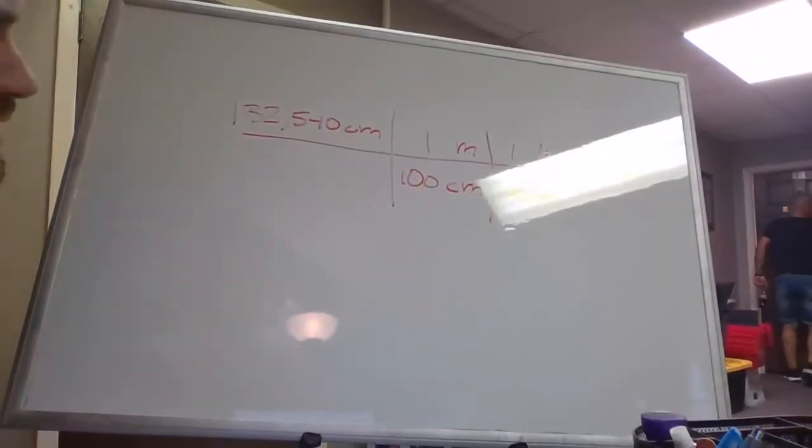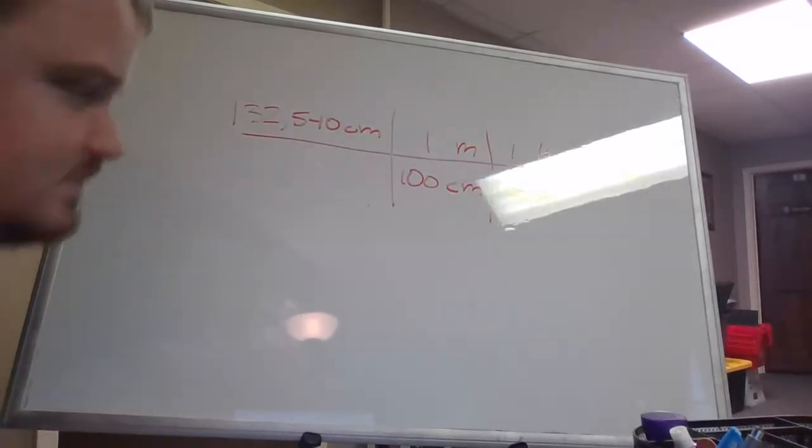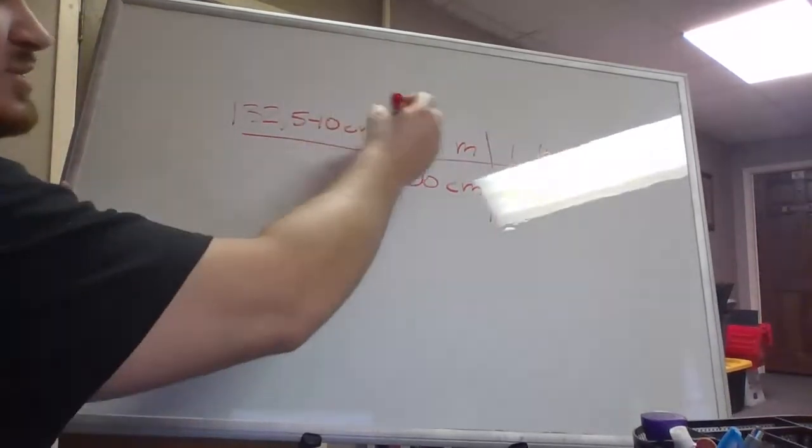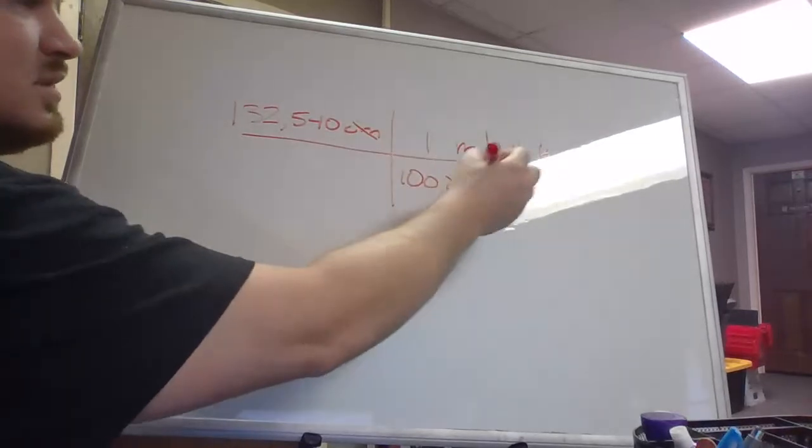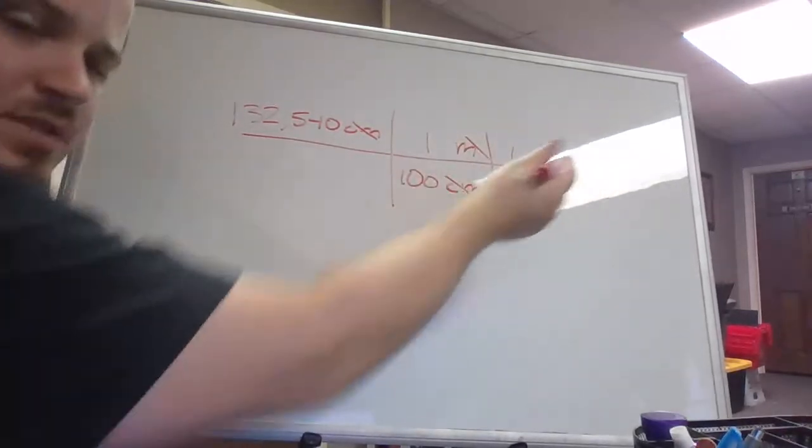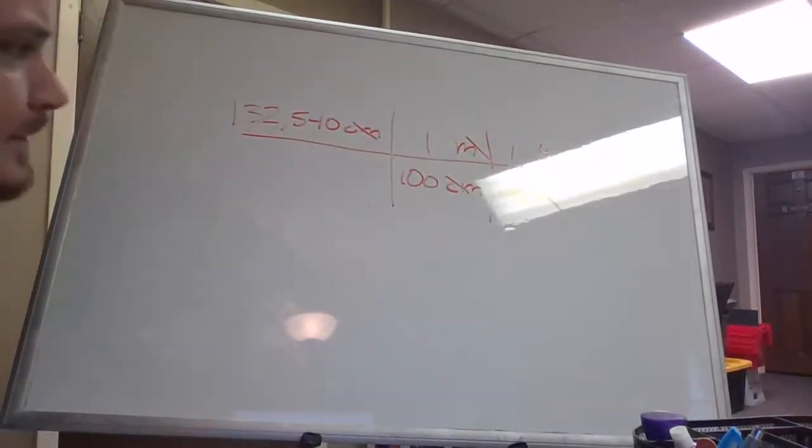So we need to turn centimeters into kilometers. It takes 2 steps. So look what we have. The centimeters cancels out. The meters cancels out. And you're left with kilometers, which is exactly what you wanted.